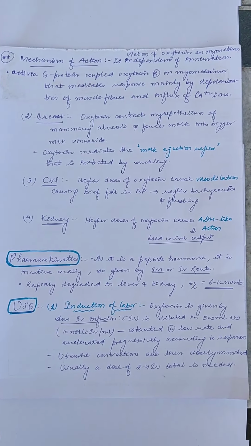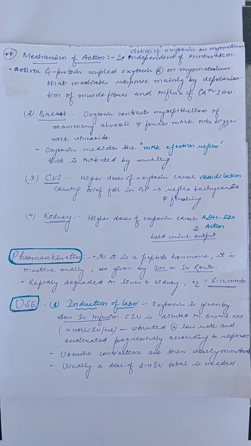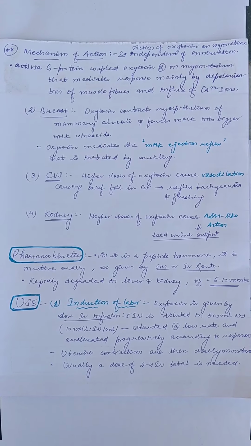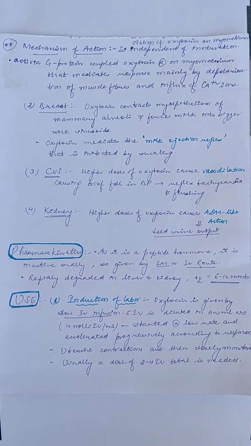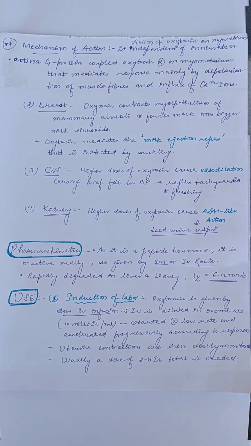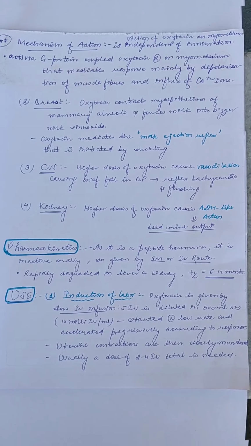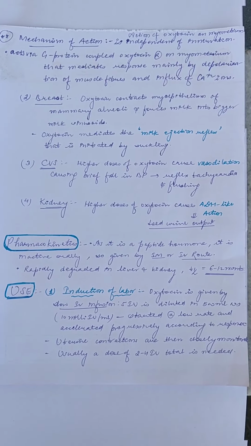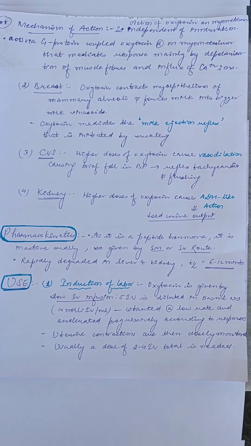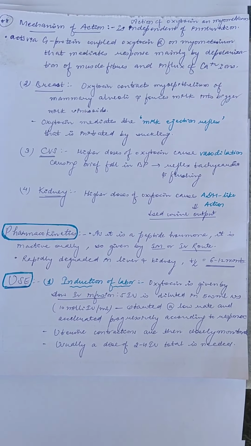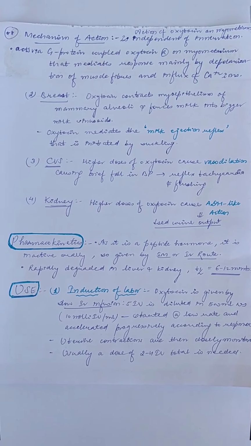On CVS, higher doses of oxytocin cause vasodilation that will lead to brief fall in BP and ultimately results in reflex tachycardia and flushing. And on kidney, higher doses of oxytocin can cause ADH-like action, and it leads to decreased urine output. Now we will talk about the pharmacokinetics of oxytocin. As it is a peptide hormone, it is inactive orally, so given by IM or IV route and rapidly degraded in liver and kidney, and its half-life is 6 to 12 minutes.